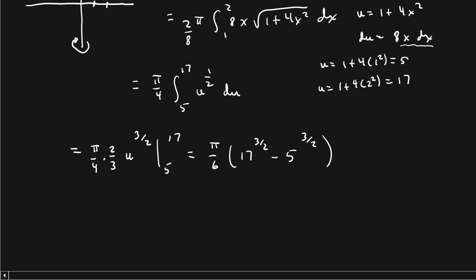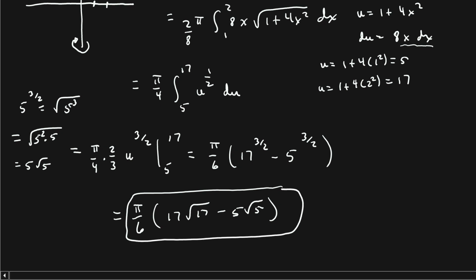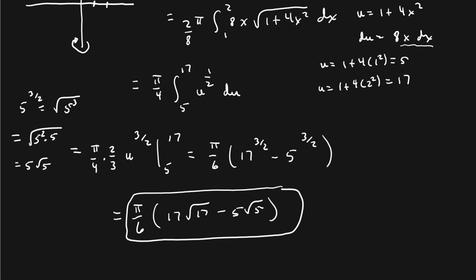As far as that goes, I don't have a decimal answer for it, but we could actually just write this. Keep in mind, let's just look at the 5. The 17 will be the same thing. 5 to the 3/2 is the square root of 5 cubed, which is the square root of 5 squared times 5, which is 5 square root of 5. So we can write that as 17 square root of 17 minus 5 square root of 5. And there's your answer. So that wasn't too bad.